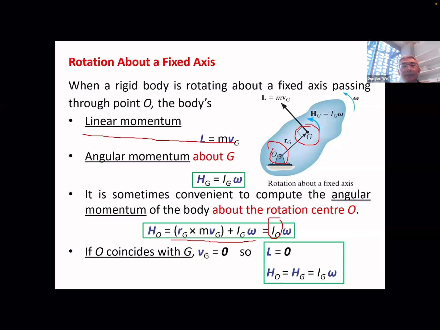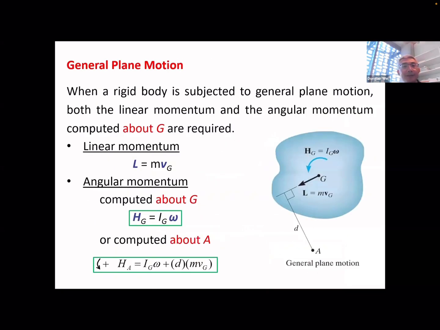Okay, now, if the rotation center O coincides with this mass center point G, then you will have HO equal to HG, and equal to IG omega. So that's the equation for rotation about a fixed axis. And next, it will be general plane motion.